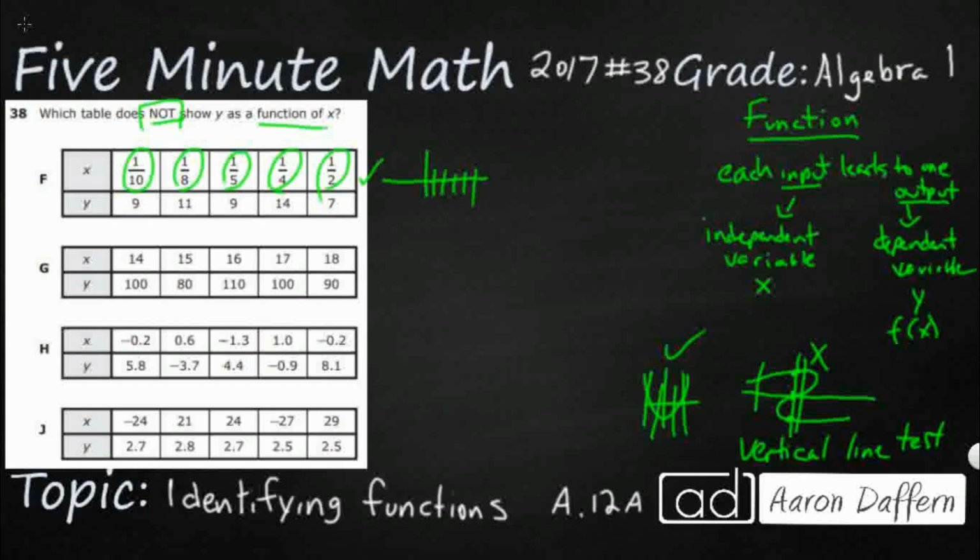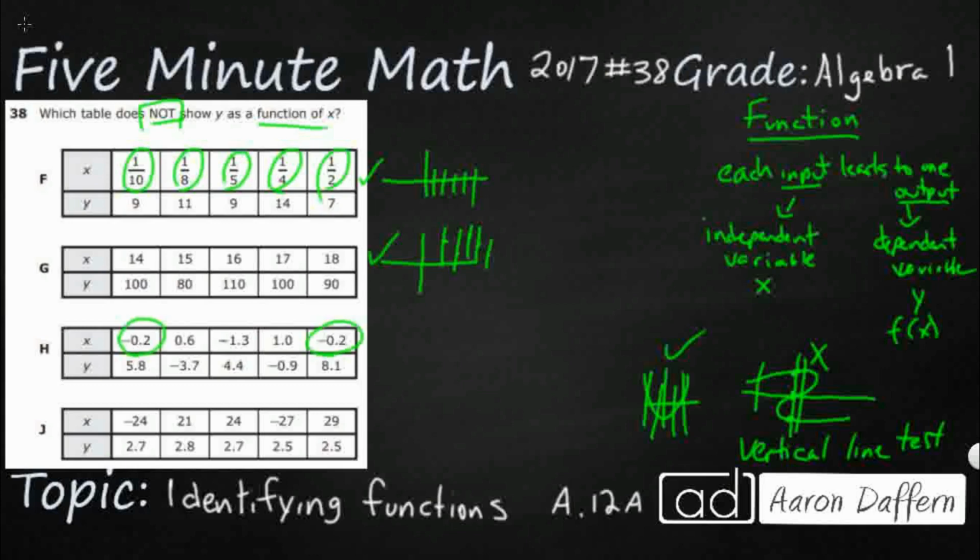Let's look at g. If I were to graph this, I've got my 14, and then my 15, and then my 16, and then my 17, and then my 18. Even if they're discrete rather than continuous, each x leads to a different y, so that's also a function. Now, take a look at this h.